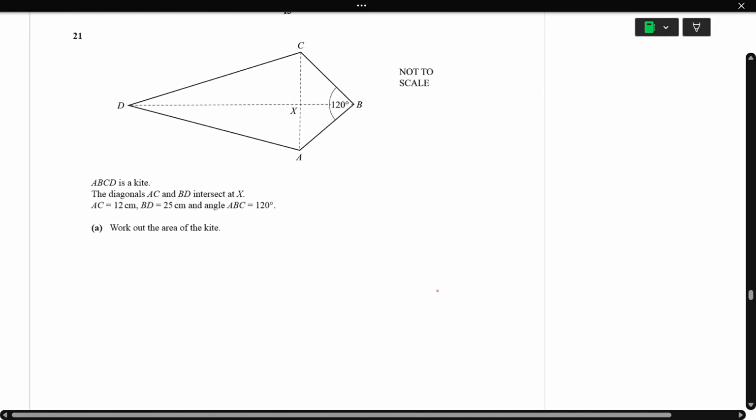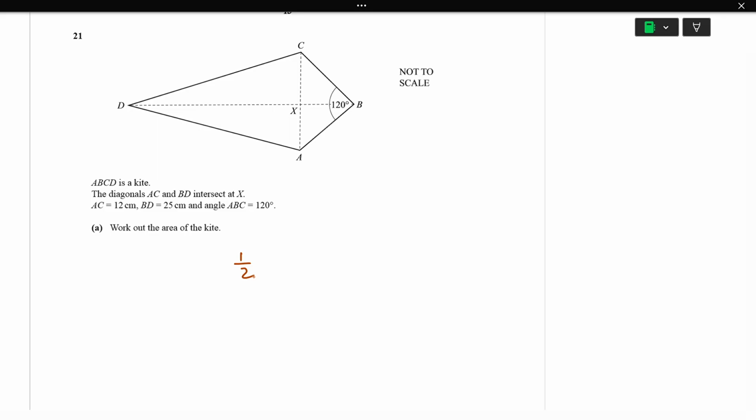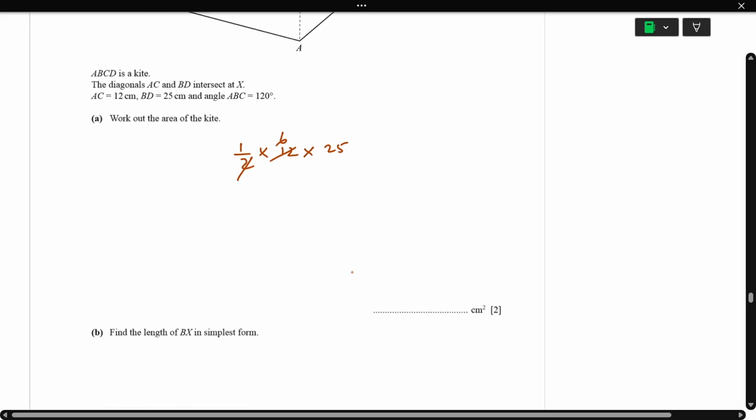The next one: ABCD is a kite, work out the area of the kite. Area is half times diagonal 1 times diagonal 2. Diagonal 1 is 12 and diagonal 2 is 25. So half of 12 is 6, 6 times 25 is 150. 150 is the answer here.